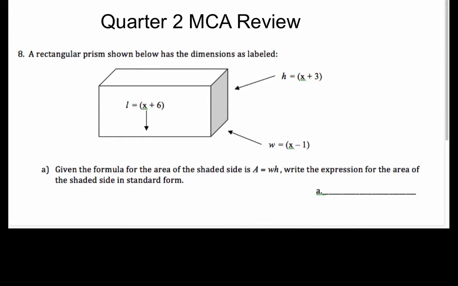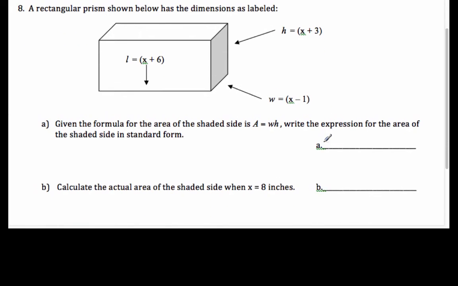Number 8. So we have our example here that a rectangular prism shown below has the dimensions as labeled, as we can see here. My length down here at the bottom is x plus 6. My height is x plus 3. My width is x minus 1.